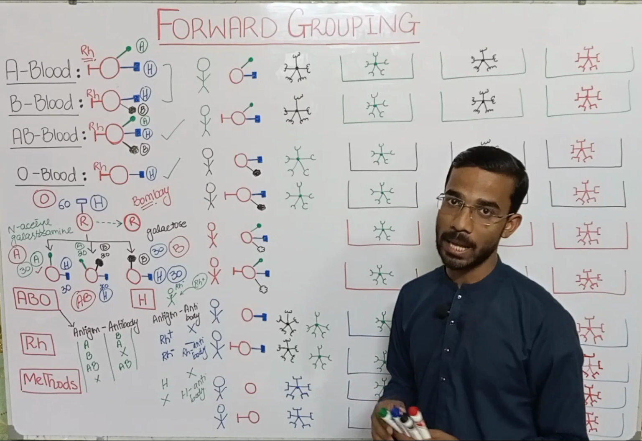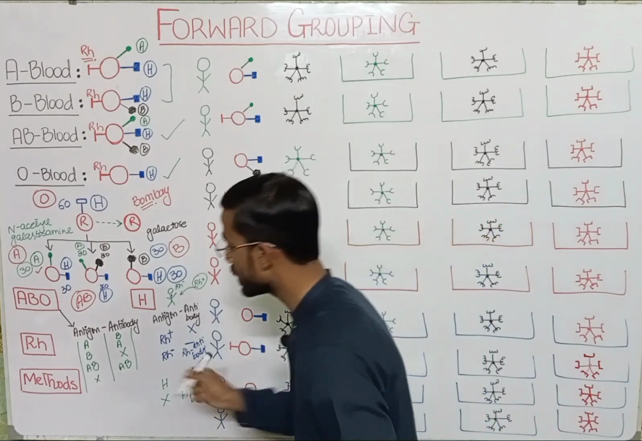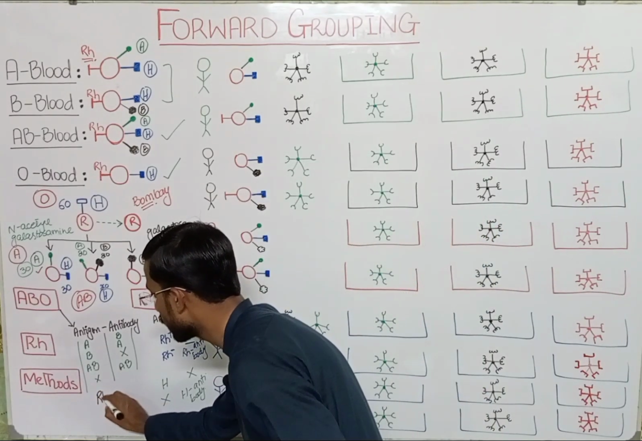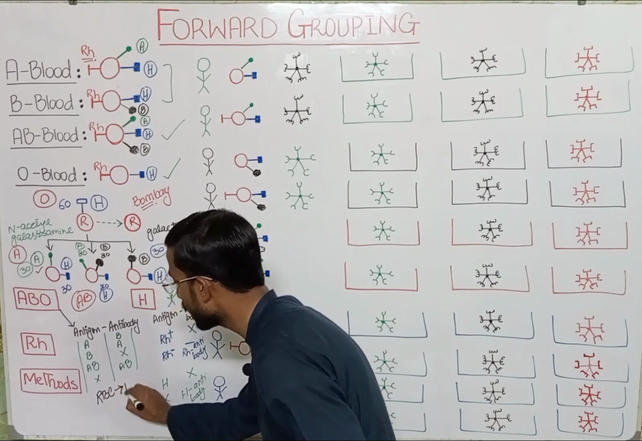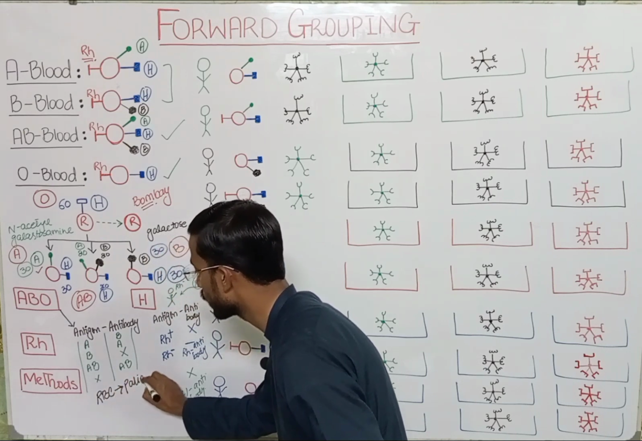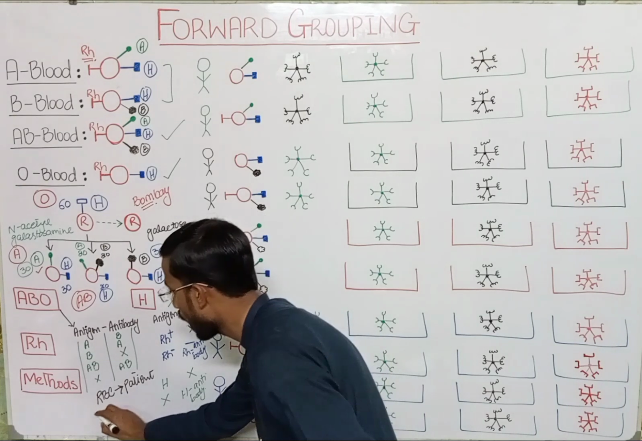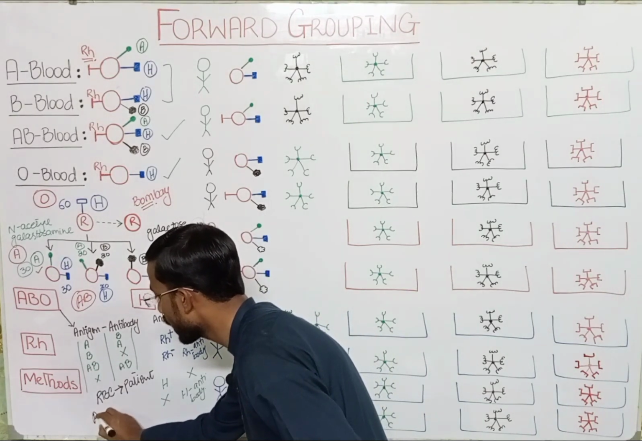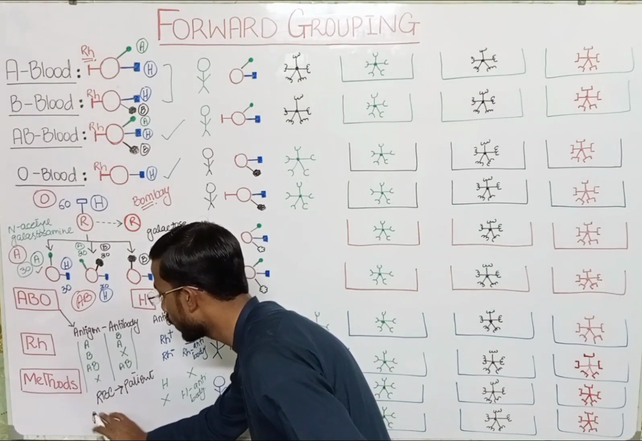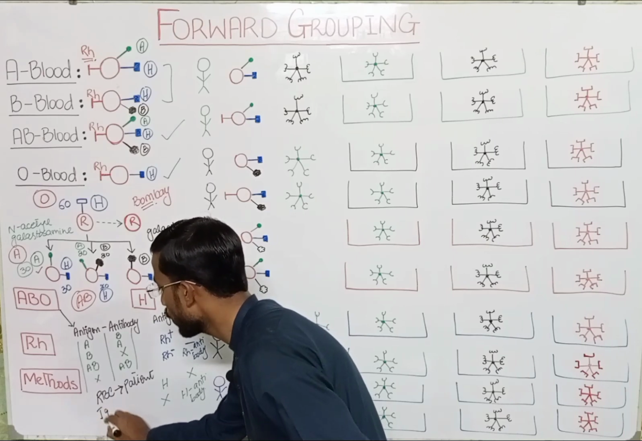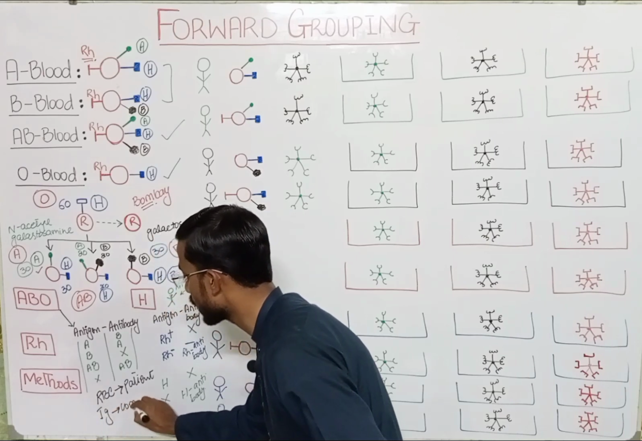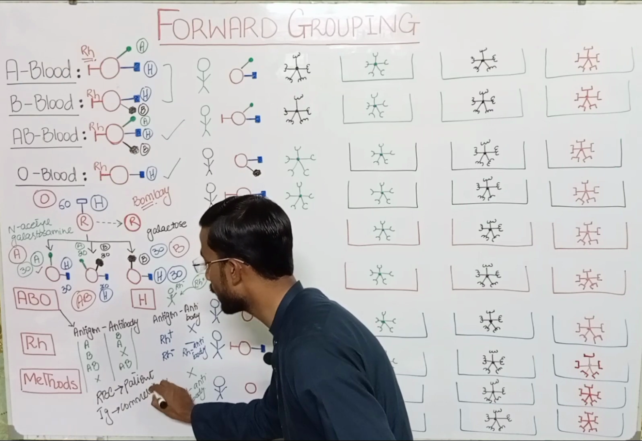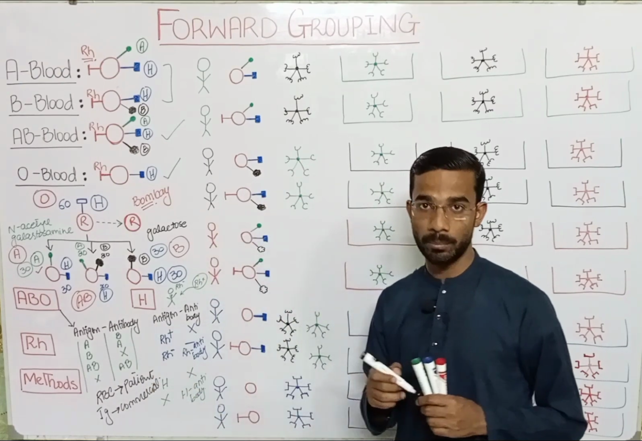They are basically the same. In both methods, you will see the RBCs from the patient and the antibody, or you can say the antibody that is commercial. They are commercially prepared and available in different bottles.